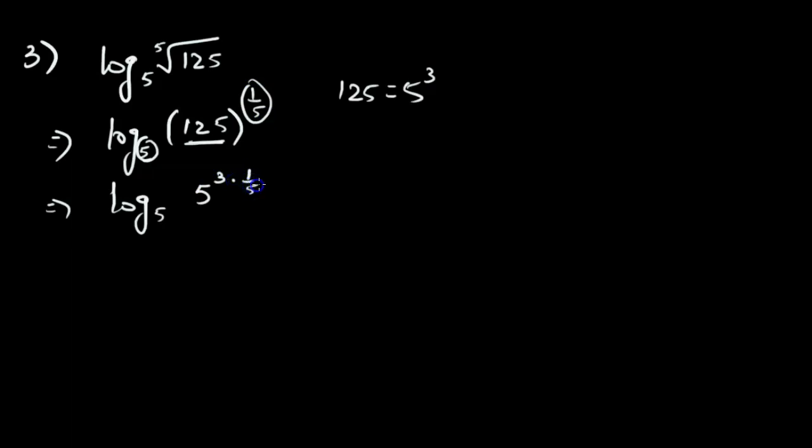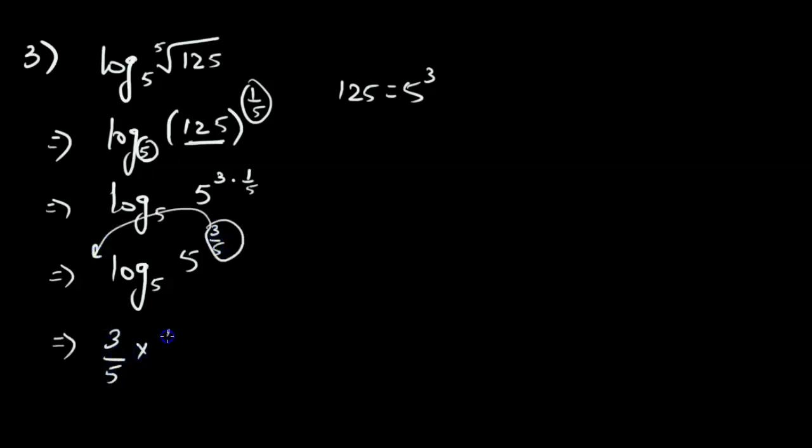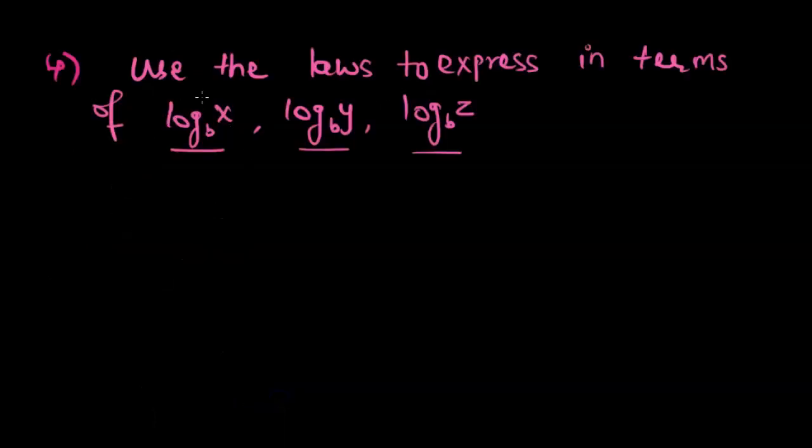We would multiply both the powers, and in simplified terms we would get 5 to the power of 3 over 5. Then we would apply the power rule, 3 over 5 multiplied by log to the base of 5, and this would give us a 1, and our final answer is 3 over 5. So the next question is, use the laws to express in terms of this.